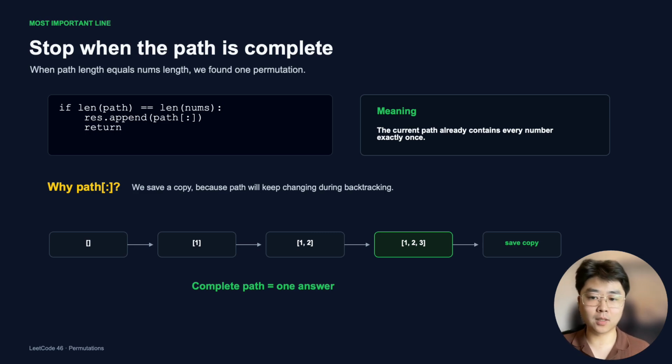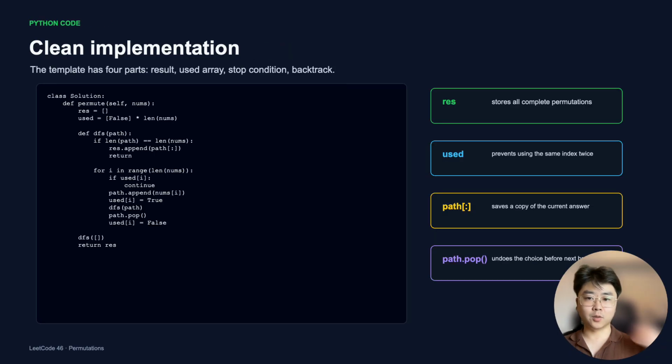Now let's see how the idea becomes code. In this code, the result stores all completed permutations. The used array tells us which index has already entered the current path. The dfs function represents the art of exploration. Inside the loop, if a number is already used, we skip it. Otherwise, we choose it, mark it, go deeper, and then undo the choice. This four-step rhythm is the whole algorithm.